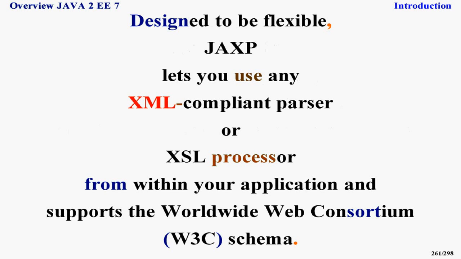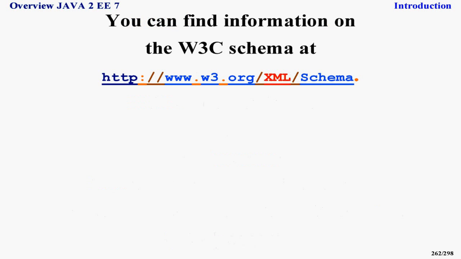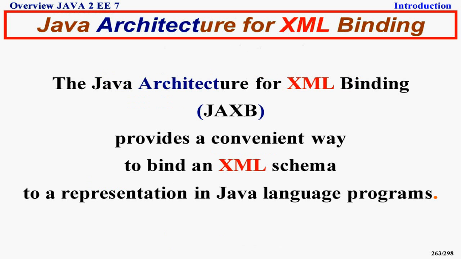Designed to be flexible, JAXP lets you use any XML-compliant parser or XSL processor from within your application and supports the World Wide Web Consortium W3C schema. You can find information on the W3C schema at http://w3.org/XML/Schema.